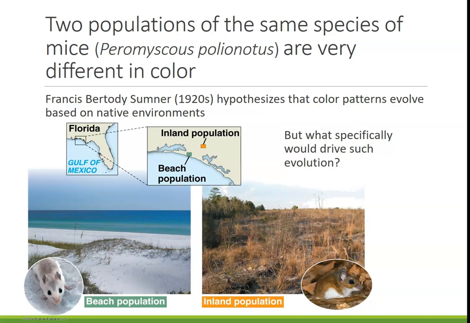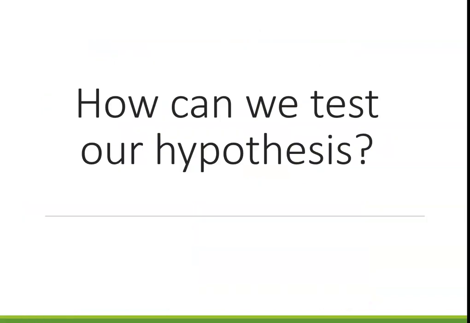And that's actually what Sumner proposed. In his 1920s paper that he published in a small journal, he said that he thought that these two populations evolved this way because it allowed for better camouflage, so they were better protected from predation. But he didn't actually do any sort of experiment to determine if that was true. He didn't make any sort of observations. He just proposed this hypothesis.